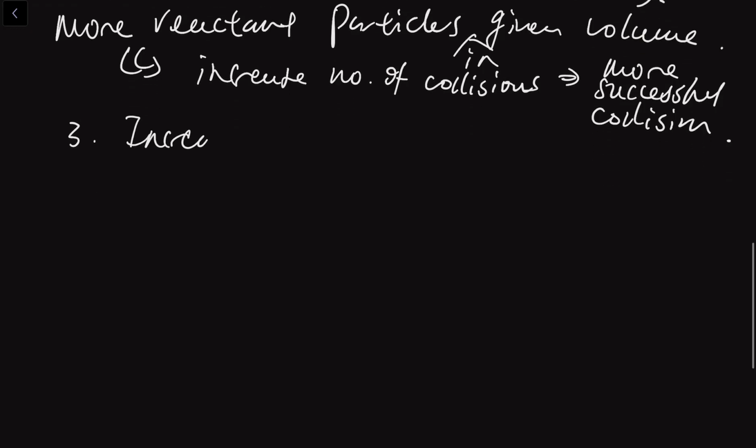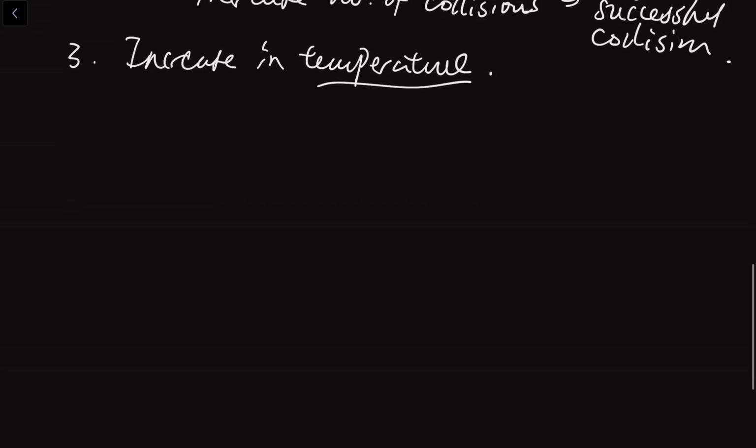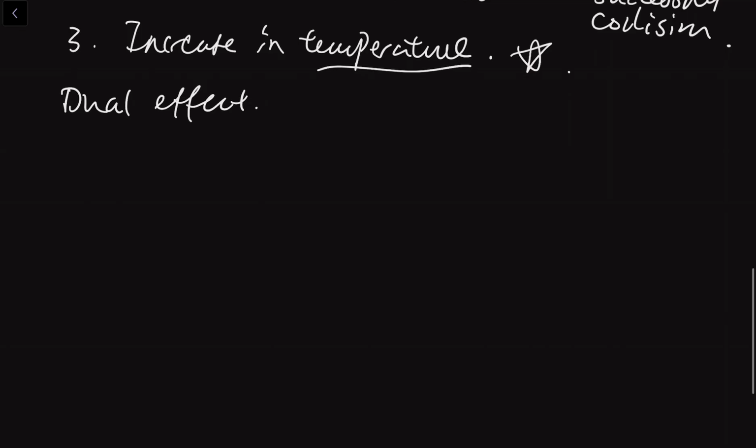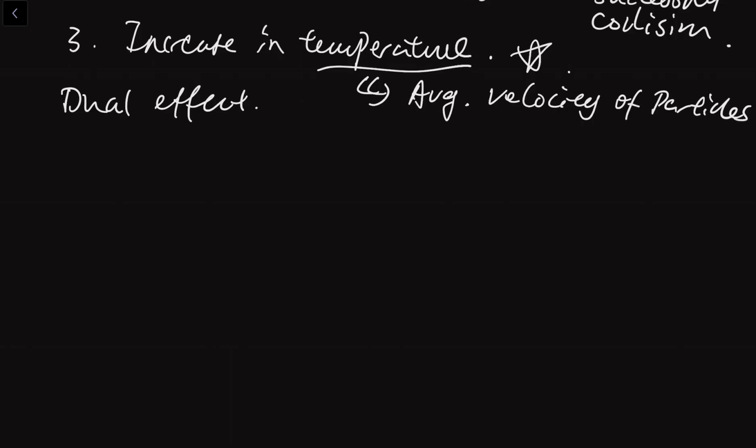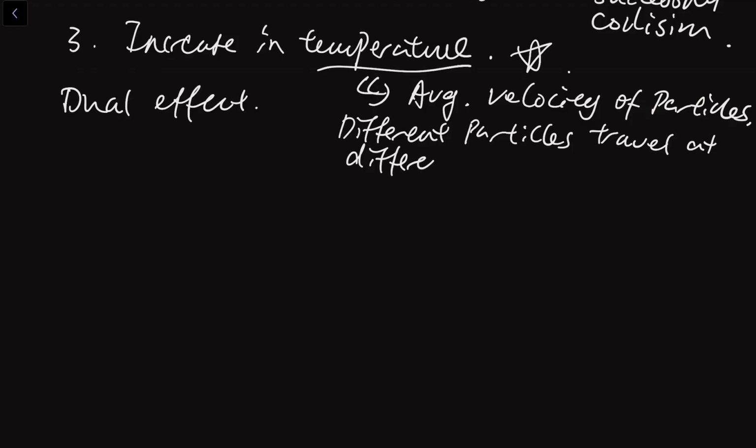The third factor is increase in temperature. And this is a particularly interesting factor because it has dual effects, and is heavily assessed in the VCE chemistry exam. So I encourage you to know this factor very well in order to prepare yourself for the exam. And in here, the definition of temperature is important. What is temperature? Temperature is the average velocity of particles. And the important theory is different particles travel at different speed or velocity.